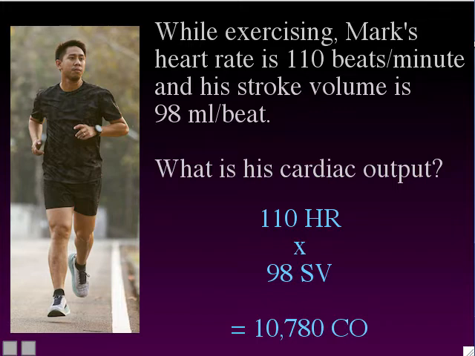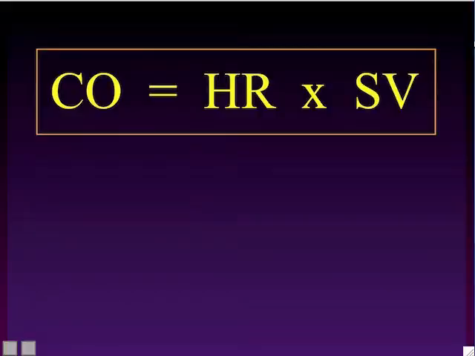All right, so hopefully you have a good idea how to use the cardiac output equals heart rate times stroke volume equation. But I now want to discuss a slightly different situation than we just looked at when Mark was jogging. In that situation, his body had a higher demand for oxygen, so his body increased the cardiac output by increasing his heart rate and stroke volume.